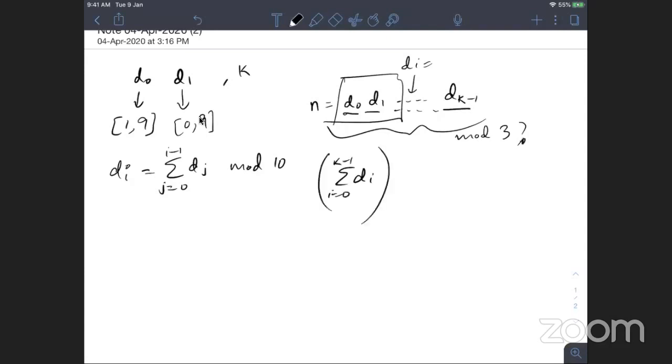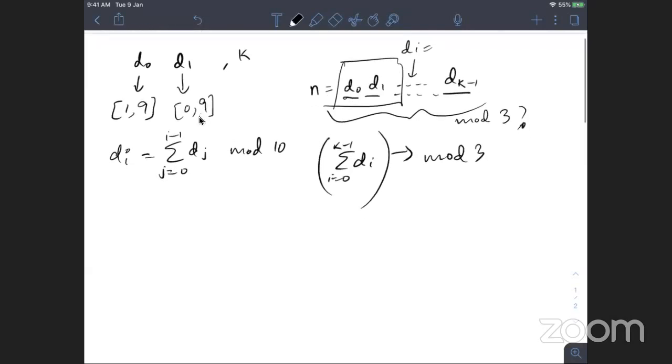If we can get this value, then we are done. We can just check whether it's divisible by 3 or not. And yeah, that's the first step that you should think of when you see this question. If the sum of the digits is a multiple of 3, then the number is divisible by 3.